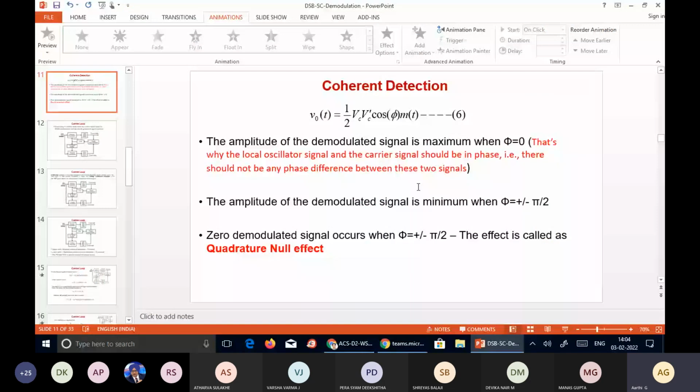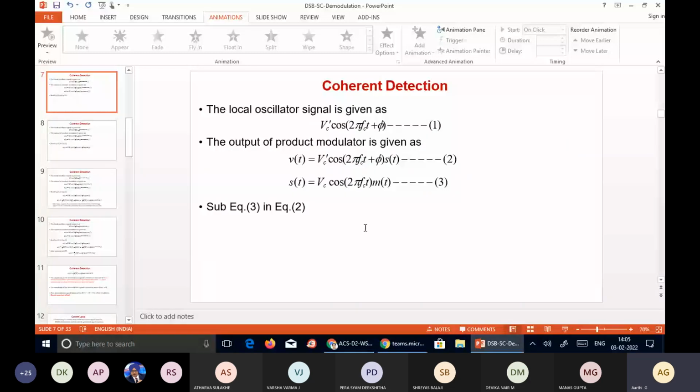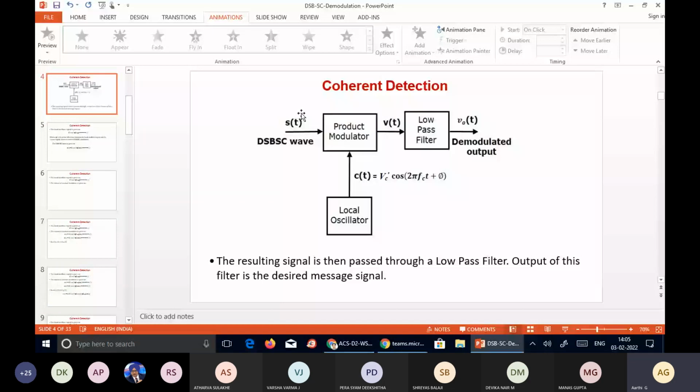Coherent detection or synchronous detection. So here we learned that the phase of the carrier is important. That is, the phase of the carrier signal at the transmitter side and the locally generated carrier signal should match. So this phase difference phi should be 0 degrees in this equation. Otherwise we cannot recover the original information properly.